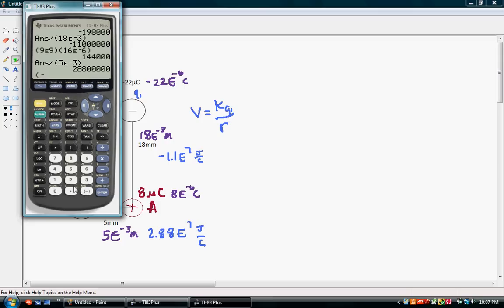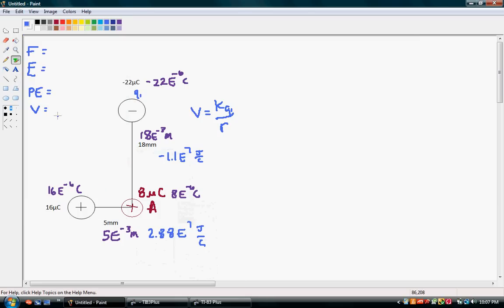So negative 1.1 e to the 7th plus 2.88 e to the 7th. And we get 1.78 e to the 7th joules per coulomb. So we found our voltage.